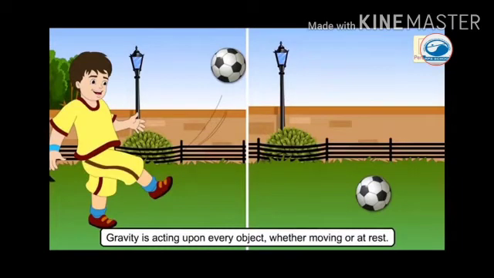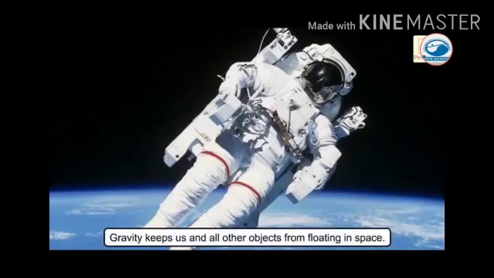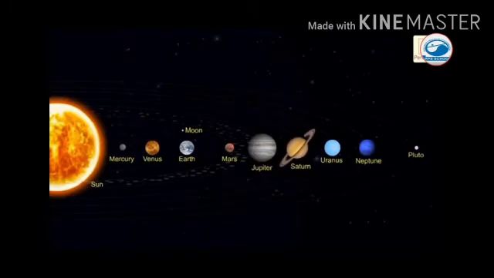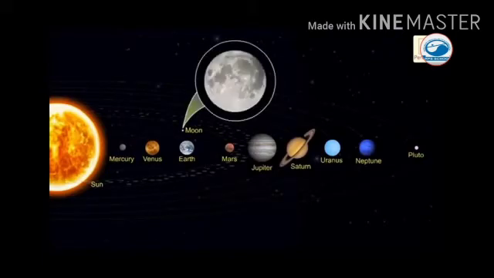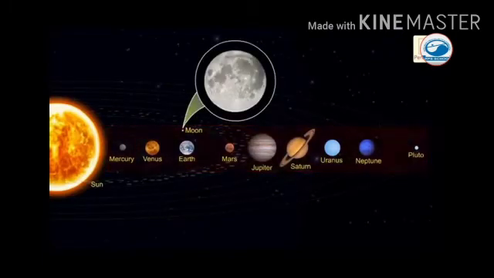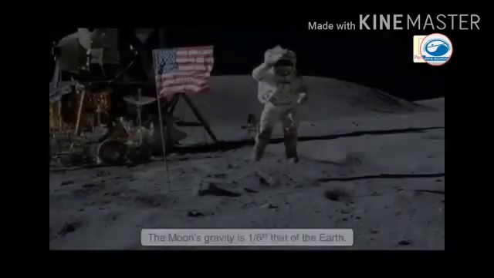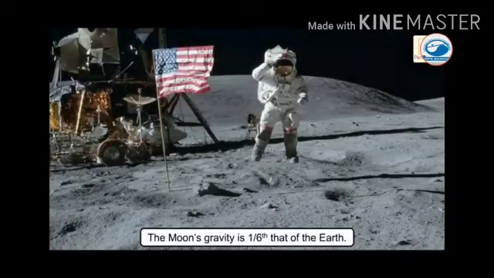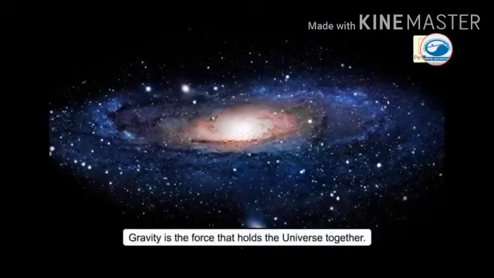Gravity is acting upon every object, whether moving or at rest. It keeps us and all other objects from floating in space. Gravity is present not only on the earth but also on the moon and other planets, though the amount of pull differs everywhere. The moon's gravity is 1/6 that of the earth's gravity.